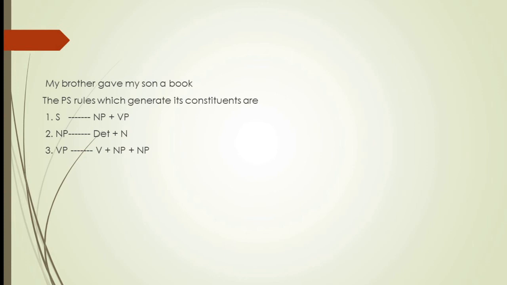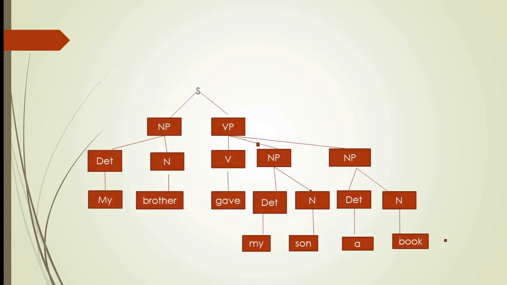Now let's check a sentence. My brother gave my son a book. Let us see the PS rule for this sentence. Sentence is divided into noun phrase plus verb phrase. Noun phrase is determiner plus noun. Verb phrase is verb plus noun phrase plus noun phrase. The same PS rule we are going to show by means of a tree diagram.